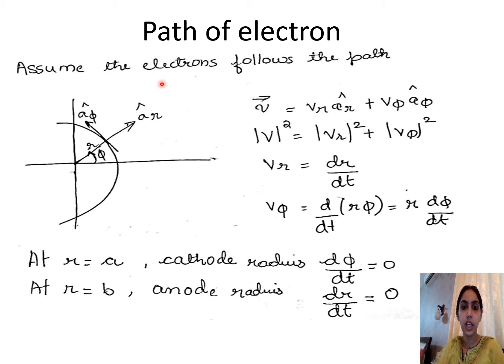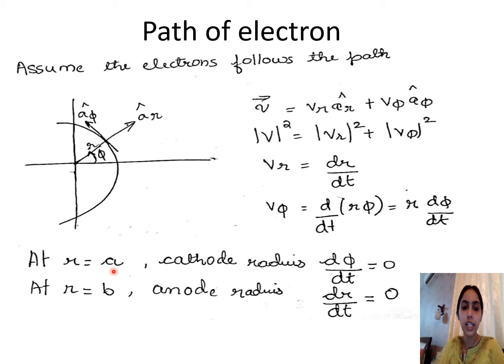We have seen that the velocity or displacement of the electron can be expressed in terms of unit vectors ar and a phi, where r is the radial displacement and phi is the angular displacement. The velocity Vr can be expressed as dr by dt, and V phi can be expressed as d by dt of r phi, which is also equal to r into d phi by dt.